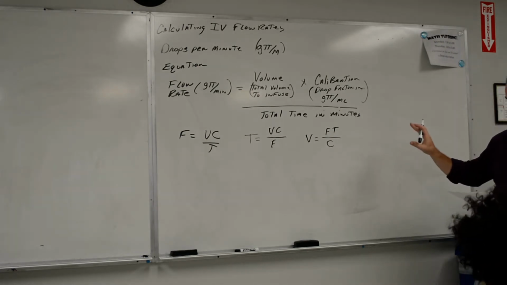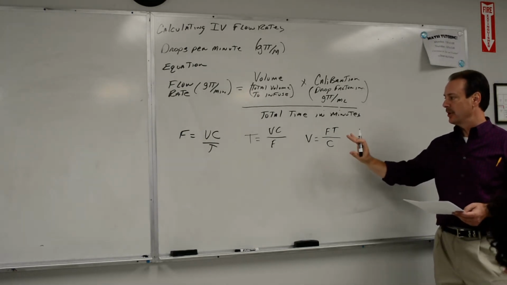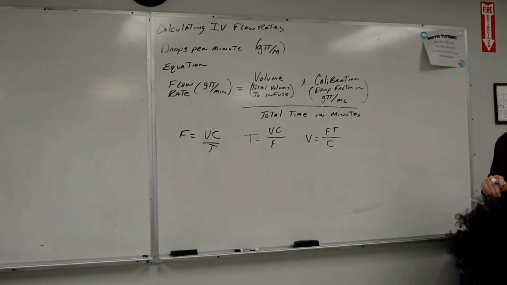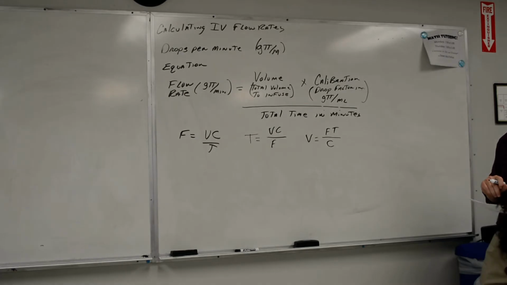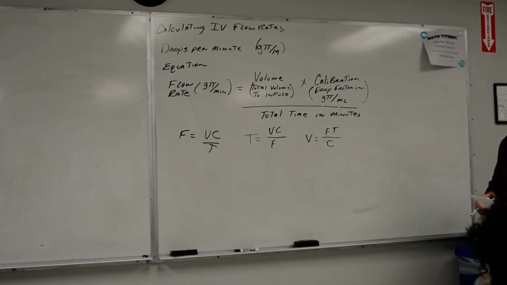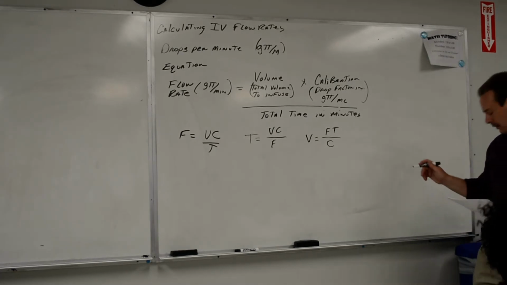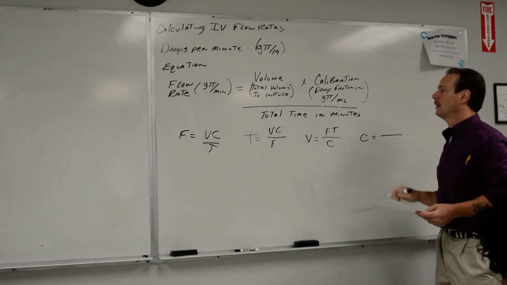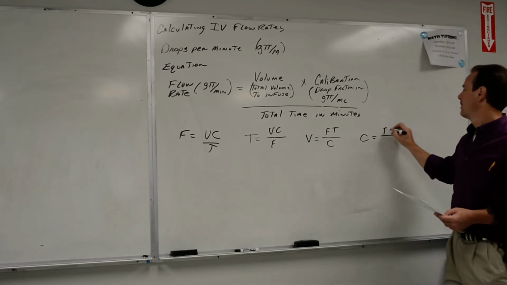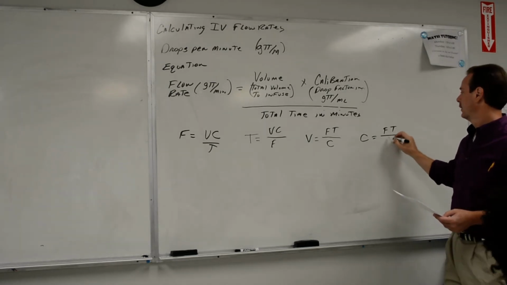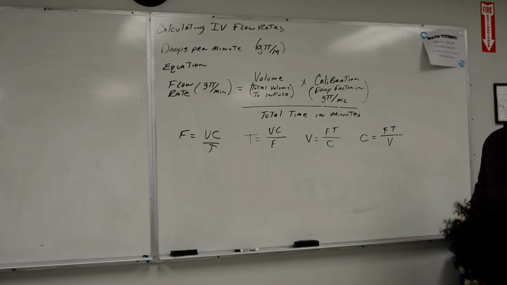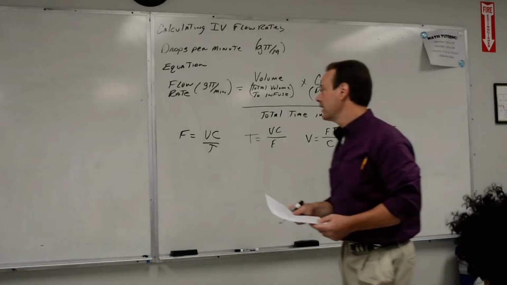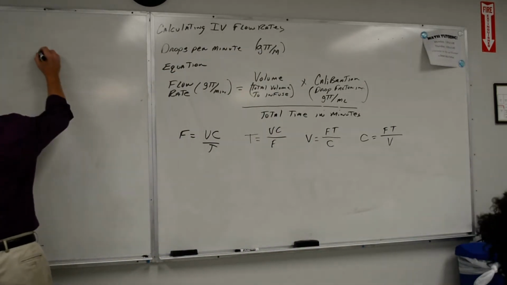So, depending on what we need, we can algebraically manipulate the equation in order to solve for one of these other factors. So we got time, we got volume. What if they wanted the calibration? FT over V. Now, just as a reminder, I'm going to put our general equation here.